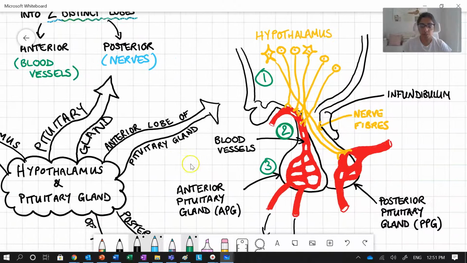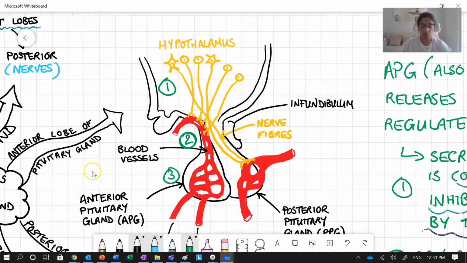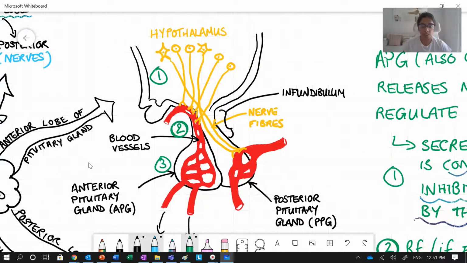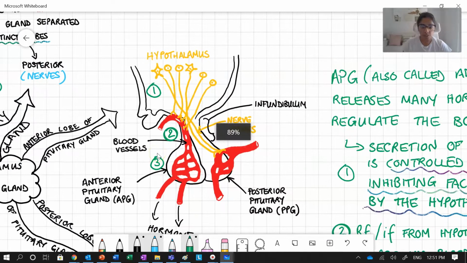All right, so more on the anterior lobe of the pituitary gland. So I'm just going to zoom out so you can see all of this.